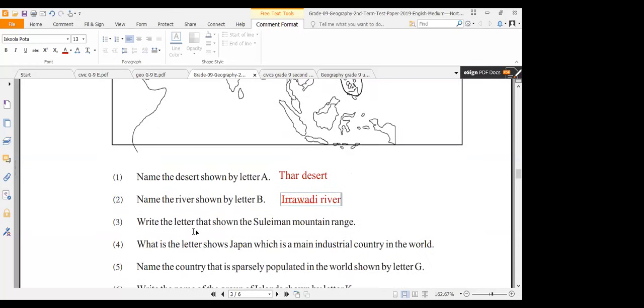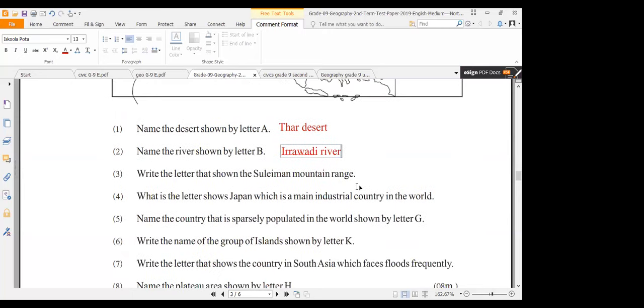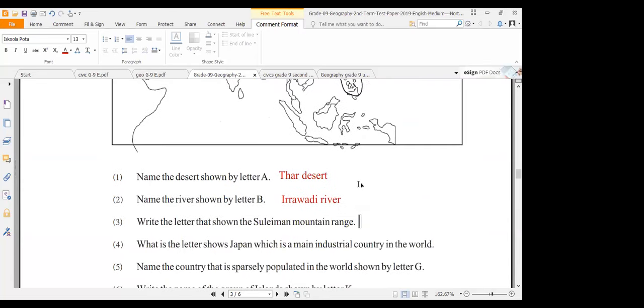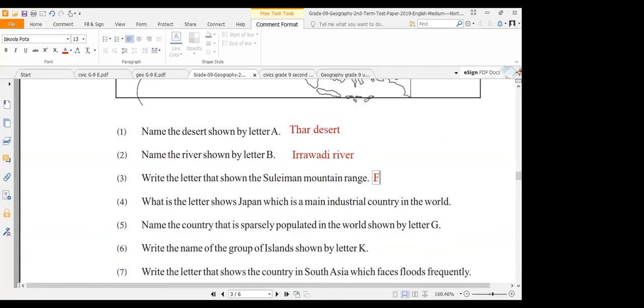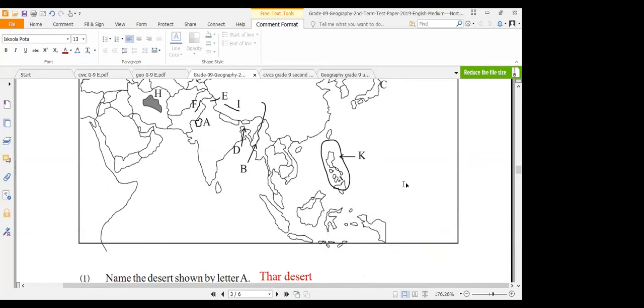Next one, write the letter that shows Sulaiman Mountain Range. Sulaiman Mountain. Letter F. It is in Pakistan. Letter E. F. Next one, what is the letter that shows Japan, which is the main industrial country in the world? Letter C. Yes, C.